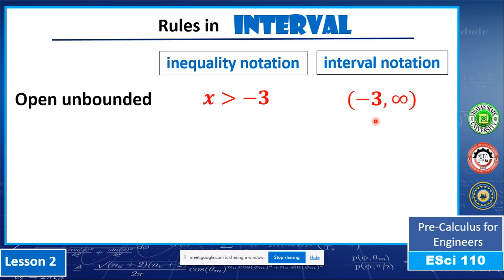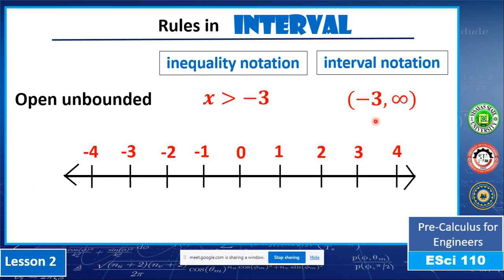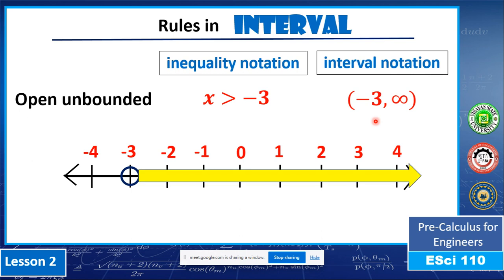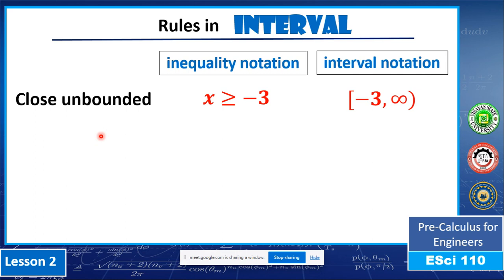So we write it on the number line, locate -3. Since we cannot locate infinity, it is on the right side, so let's just put an arrow, highlighted in yellow. It is hollow since it is open unbounded. For the next one, how about closed unbounded? You use a brace because this time -3 is already included, but the unbounded word has not changed, so still use parentheses.